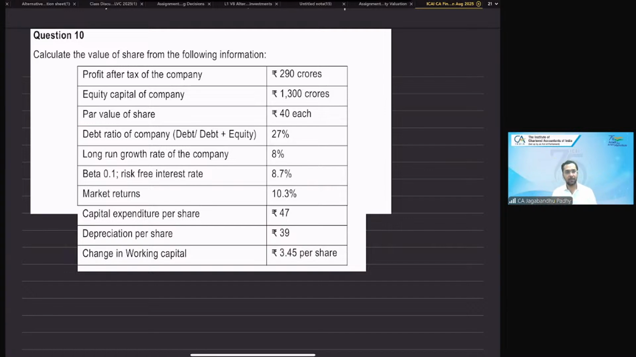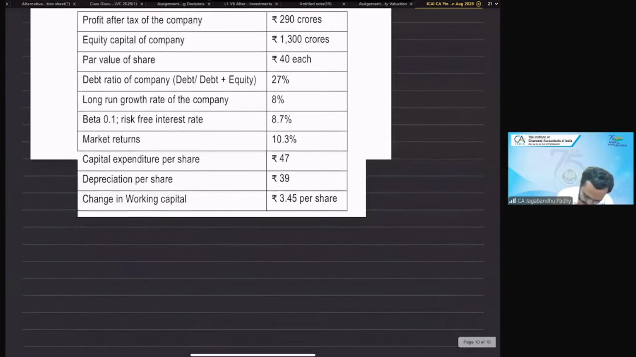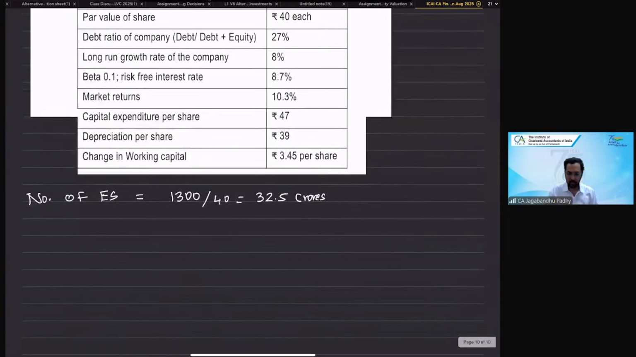Okay. So first, let us look at what's the number of equity shares that we have. So the number of equity shares is going to be 1300 being the equity capital of the company, and each of the shares is having a par value of 40. Right, so 1300 crores divided by 40, which is essentially 32.5 crores is the number of shares. 32.5 crores is the total number of shares.